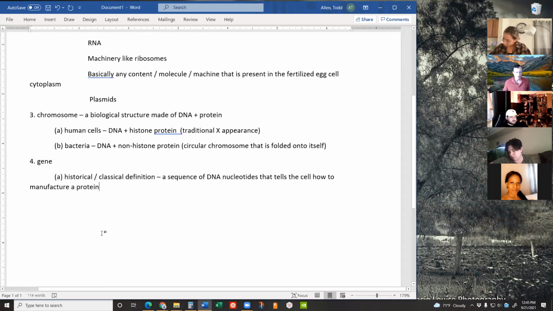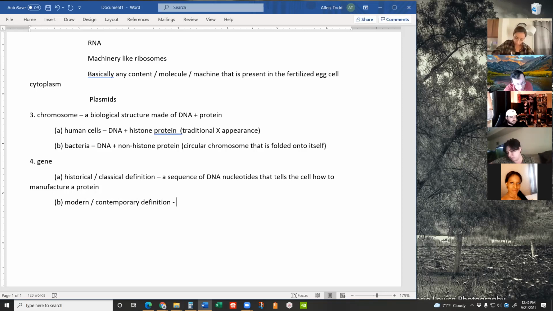This is what I was taught eons ago, right? When we just had chisels and stone tablets to write on, right? So a sequence of DNA nucleotides that tells the cell how to manufacture protein. It's an okay definition. But a more modern or contemporary definition is any sequence of nucleic acid, DNA, or RNA that tells the cell how to manufacture something from it.